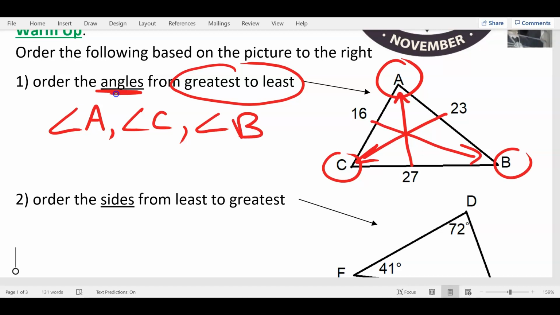So I'm telling you, on today's assignment, if they ask you to order the angles, it's got to look like this. You're not putting numbers down, right? You're giving me the names of angles, okay? Angle sign, letters. Okay, what about number 2?